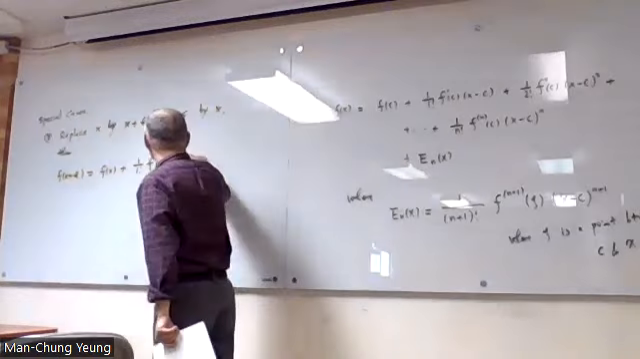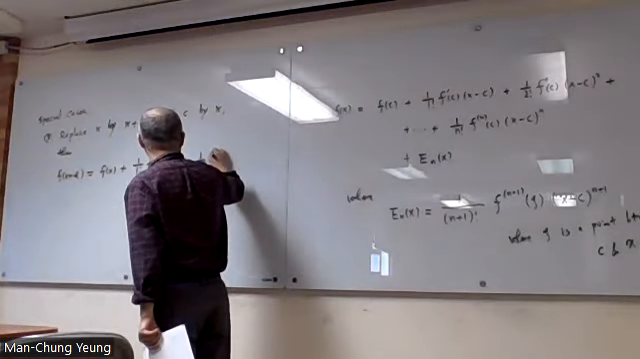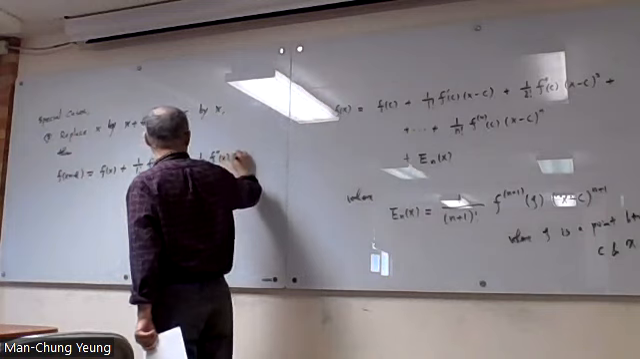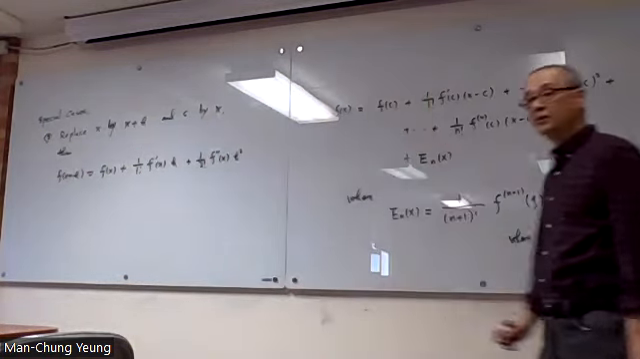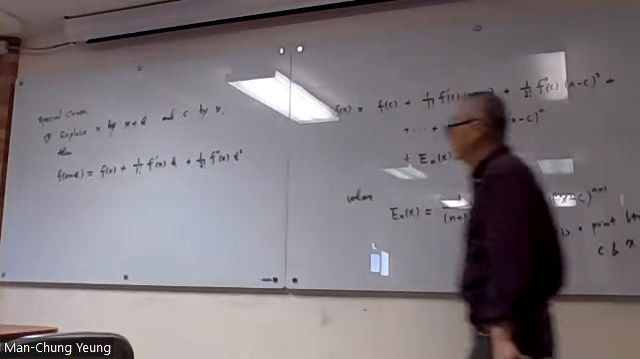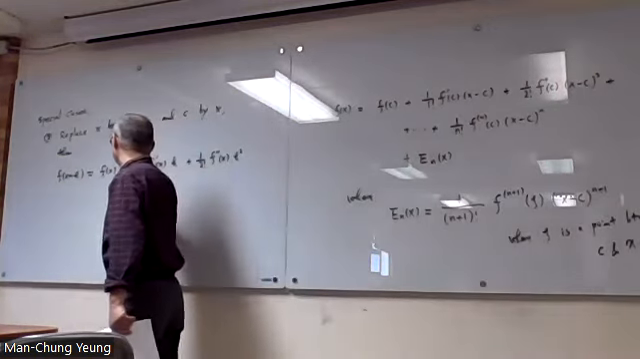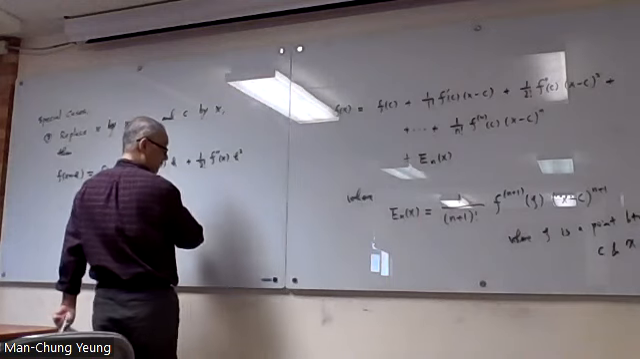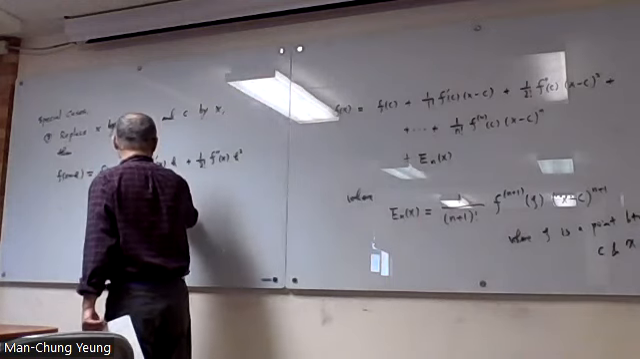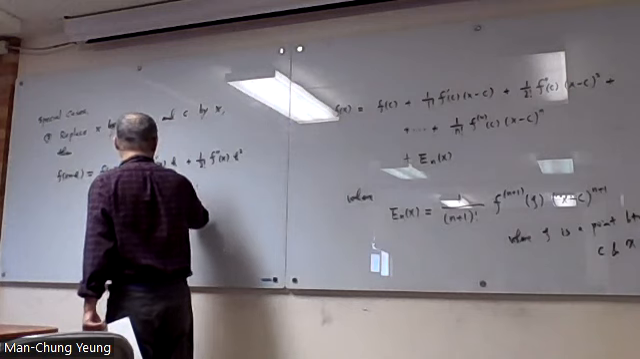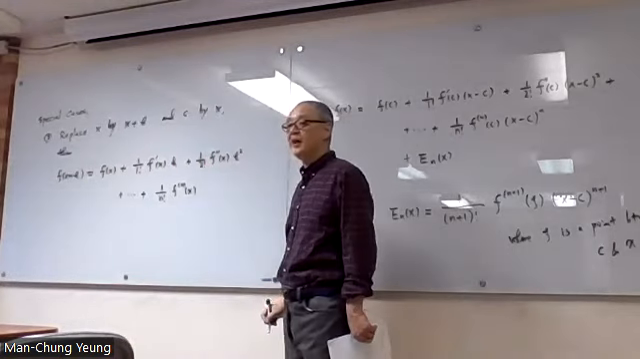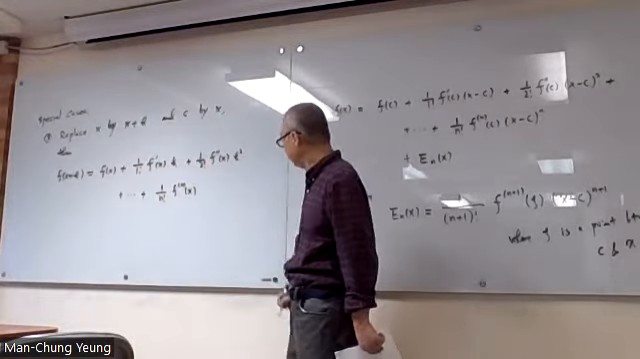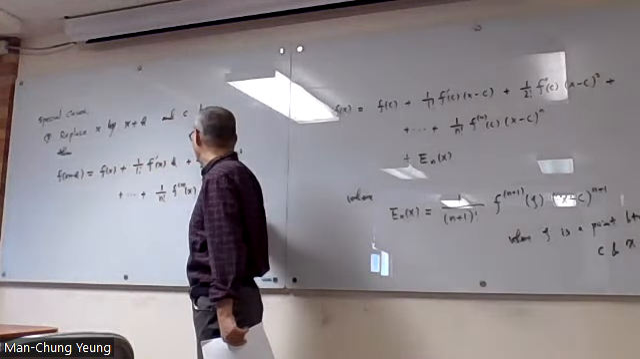And then plus 1/2 factorial, the second derivative, times h squared, where x minus c is h. And then plus 1/n factorial, the derivative n times of function f, then you get times h to the n.